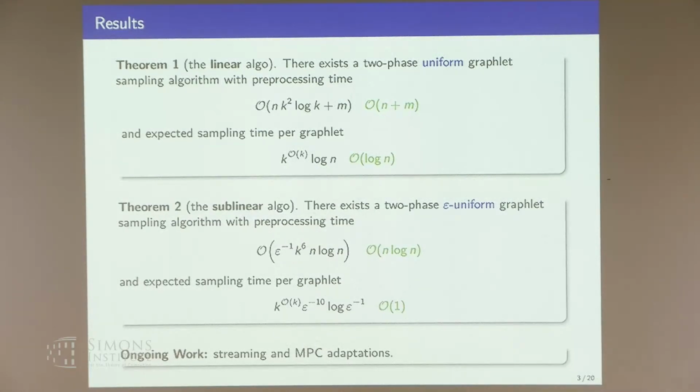Let me say, what is the model of computation here? I forgot. Standard RAM model with logarithmic word size, and the graph is given as adjacency lists. So you have all edges of vertex 1, all edges of vertex 2 in arbitrary order, and so on and so forth.